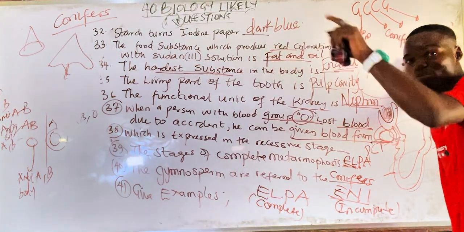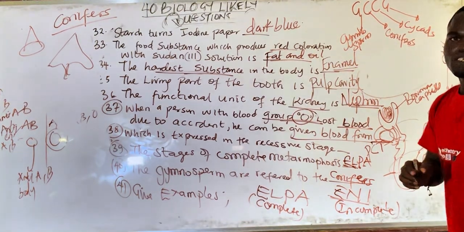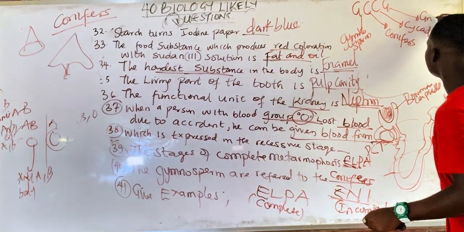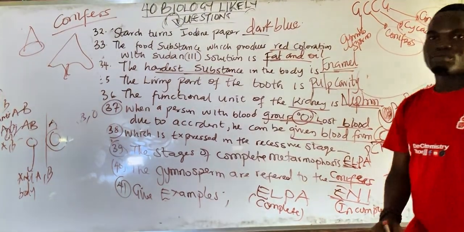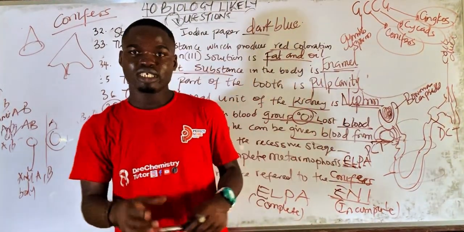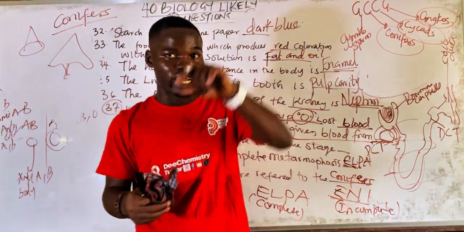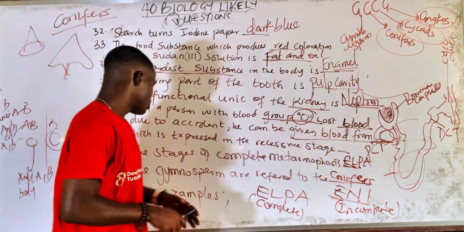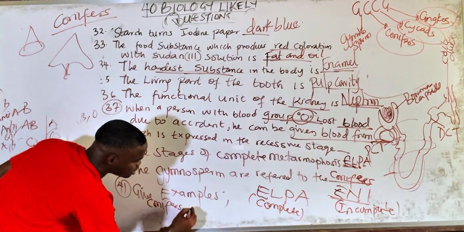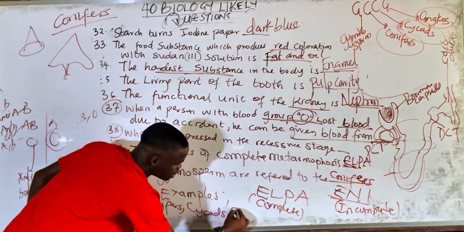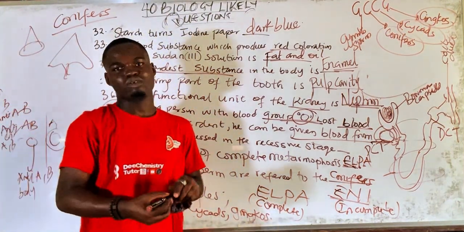Conifers is an example, but we just name them as conifers. The other one is cycads, and the last one, G, is ginkgos. So these are the examples. Meanwhile, the angiosperms are divided into two: the monocots and the dicots. I already explained these in a video, so you can check it. So the examples are the conifers, the cycads, and the ginkgos. These are the three examples, common ones to some extent.